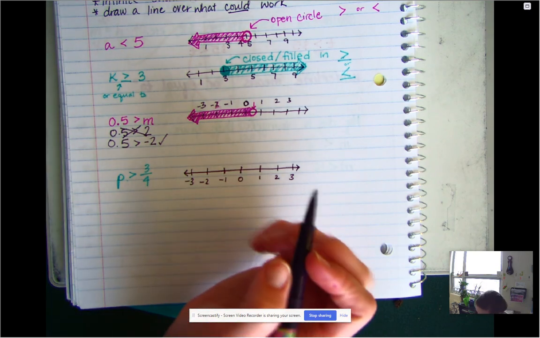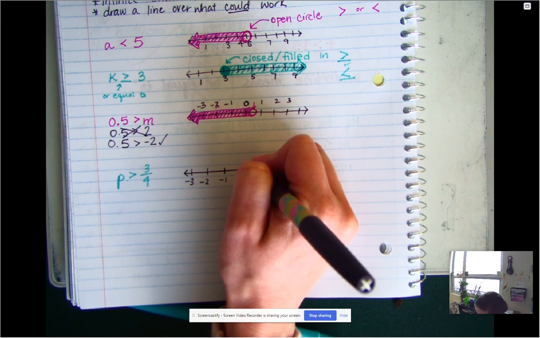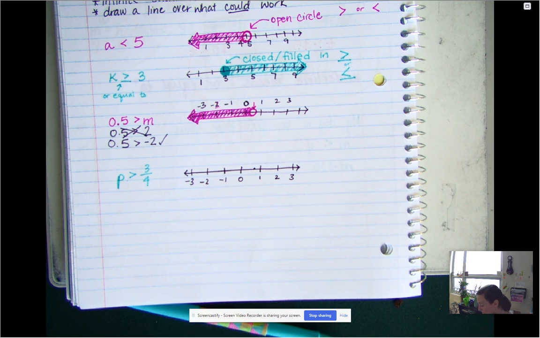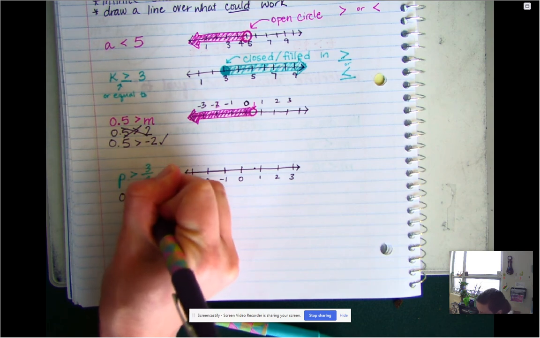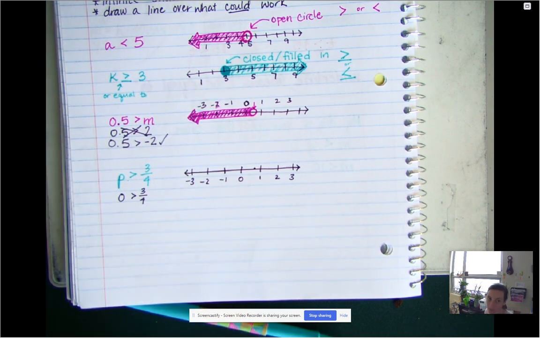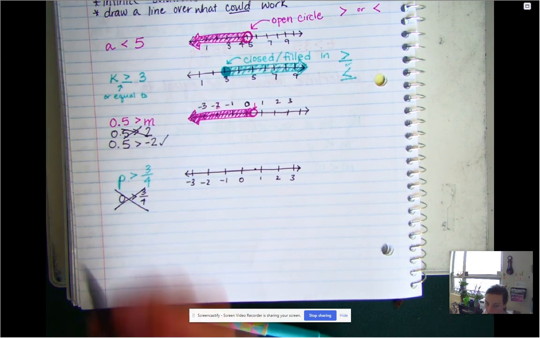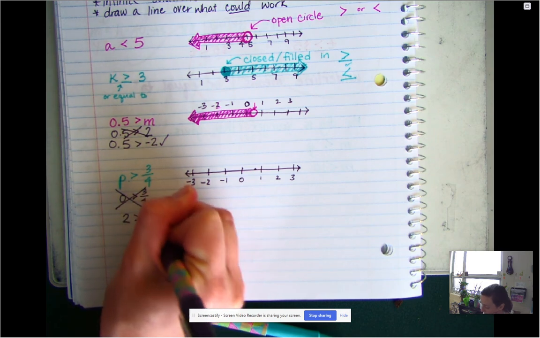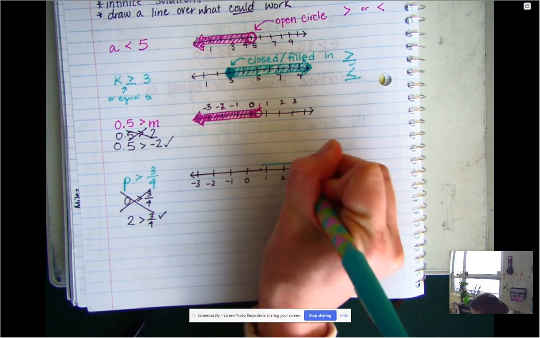Now, if I want to test it, I know 3/4 is right here. So I'm just going to put a little tiny dot so I remember where that is. And I think the arrow is supposed to point towards 0. So let me see if that works. 0 is greater than 3/4. Oh, nope, that doesn't work. So the arrow is not supposed to point towards 0. What if I make it point towards 2? 2 is greater than 3/4. Yep, that's true. So the arrow should be pointing towards 2.